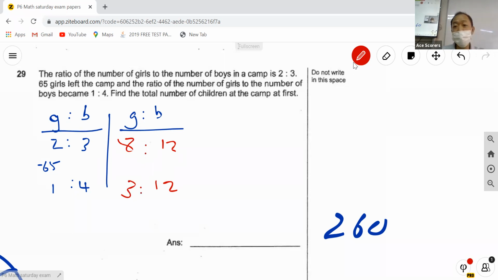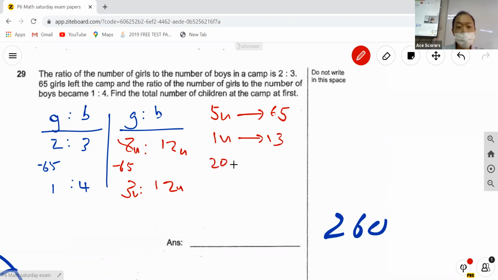You see, I've done this like a million times, so it's super fast for me. 65. Now here, these are units, right? U. So 5U represents 65. Yeah, 1U is 13. Total number of children at the camp, 20U. 260. So if you know the template of before and after single and change, you look at this, it's simple. And other people look at you and say, you are a genius.